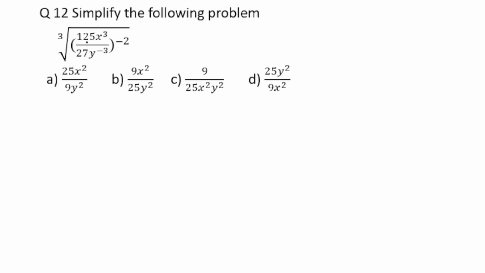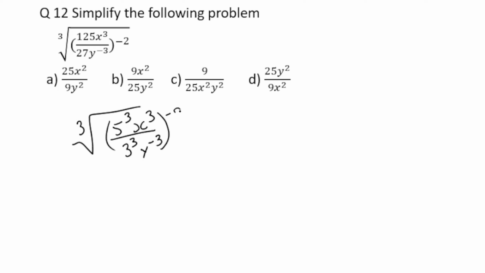Now move to question number 12. The cube root of 125 x to the power 3 divided by 27 y to the power minus 3, all to the power minus 2. This cube root is the 1/3 power. Inside the cube root, we can write 125 as 5 to the power 3. Similarly, x to the power 3, divided by, similarly, we can write 27 as 3 to the power 3. y to the power minus 3, to the power minus 2.